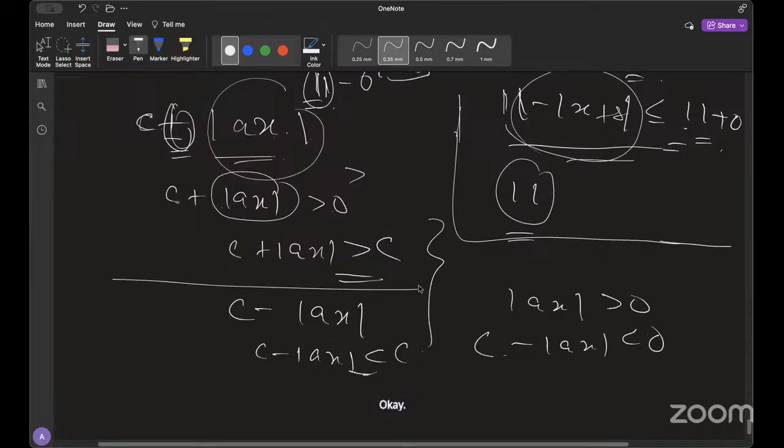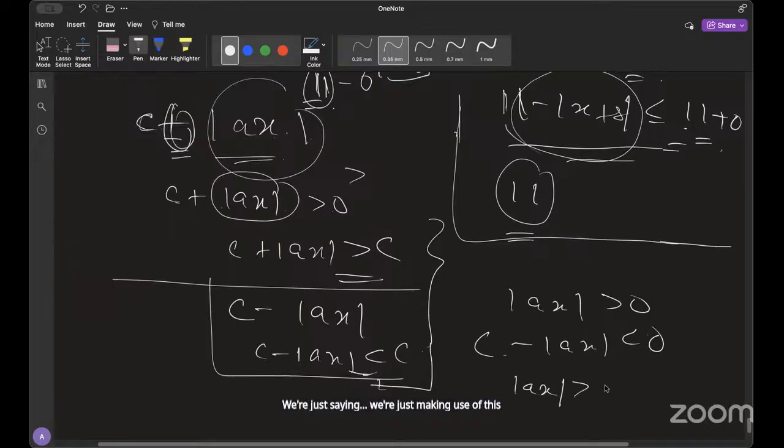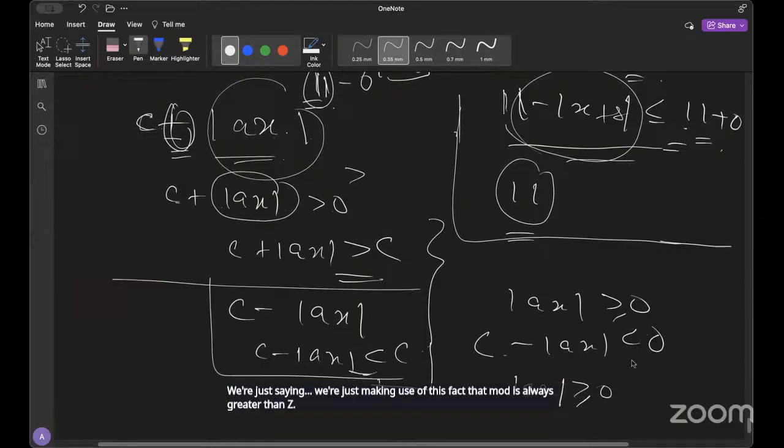Ma'am, wait, let me take a screenshot. Okay. So should we always assume x to be 0, ma'am, within mod? We're not assuming anything here. We're just making use of this fact that mod is always greater than or equal to 0. That's all. We're not assuming that x is 0 or anything.